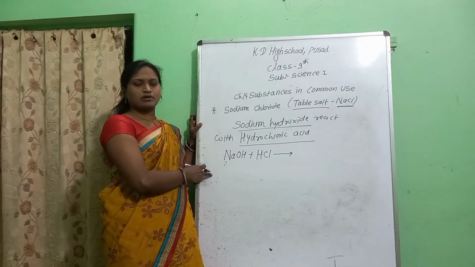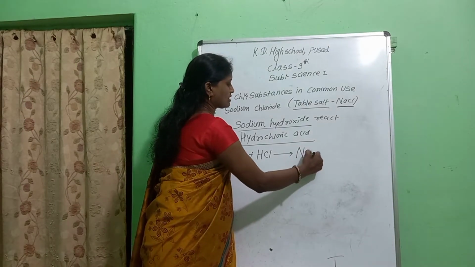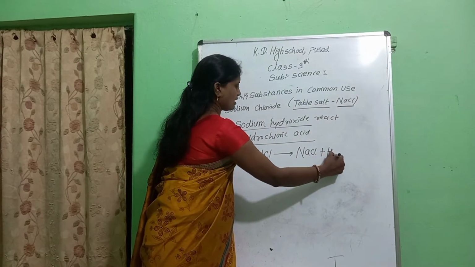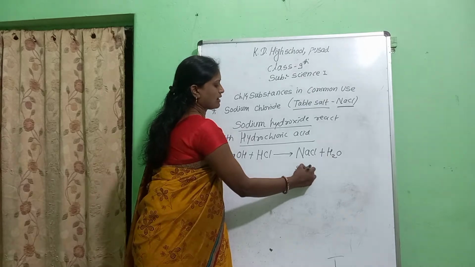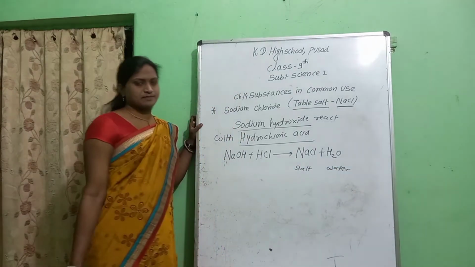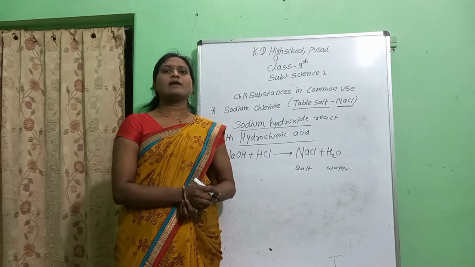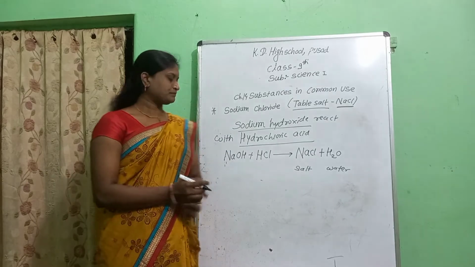When sodium hydroxide reacts with hydrochloric acid, they form NaCl plus H2O, that is salt and water. Salt and water are both neutral substances. So the reaction which forms neutral products is called a neutralization reaction.